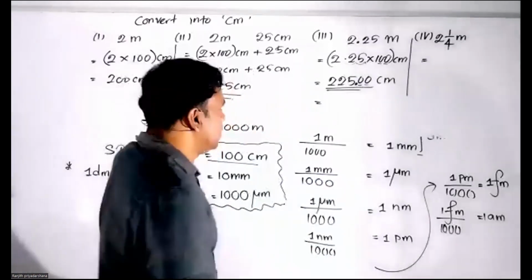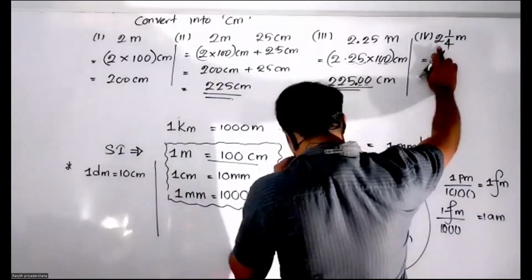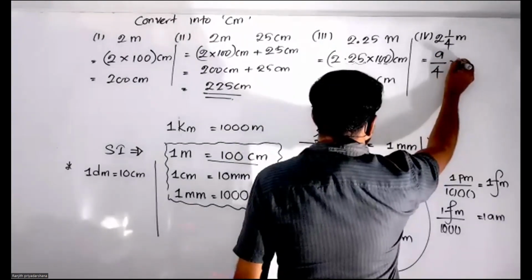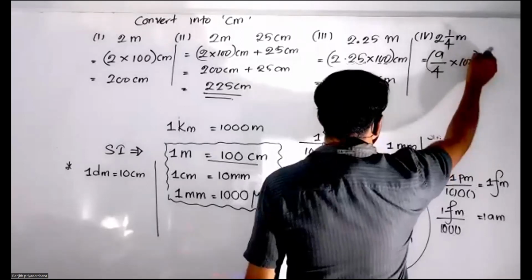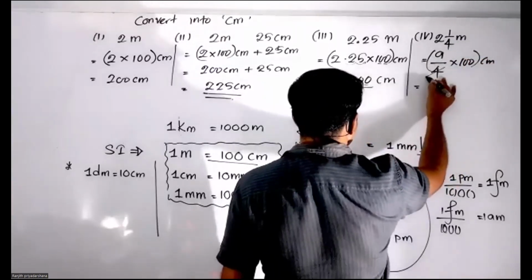Right? So here's some mixed numbers. You have to multiply 8. 4 times 2, that's 8. 8 plus 1 is 9. 9 upon 4 into 100. Then it becomes centimeters. Yes, how many 4s to 100?